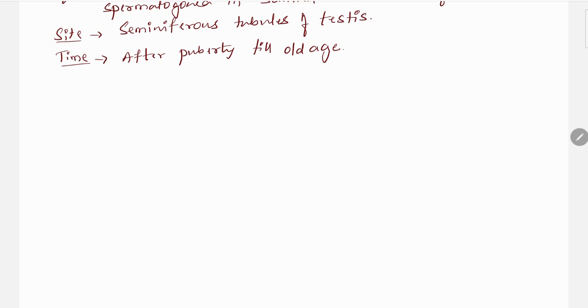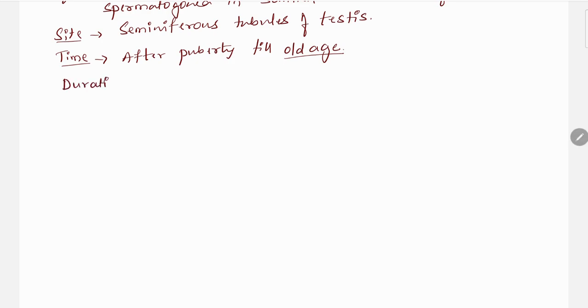This cannot be said, which age is old age. After 70, some people may still have the spermatogenesis process still going on in their 80s also. So we cannot say exactly when it is going to stop. But in old age, they gradually stop their production.